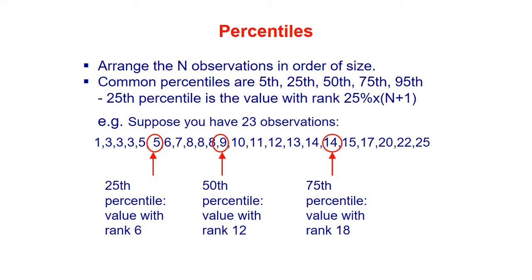The 25th percentile is known as the first quartile, and the 75th percentile is known as the third quartile, as these values divide your data into quarters. See example in the slide for the actual calculation of percentiles and quartiles.